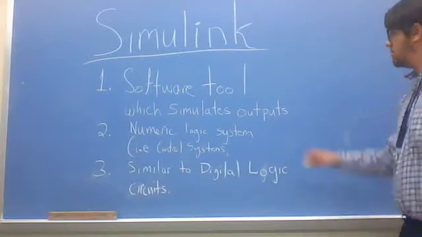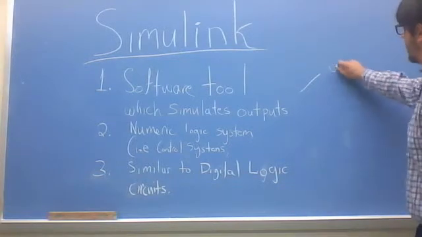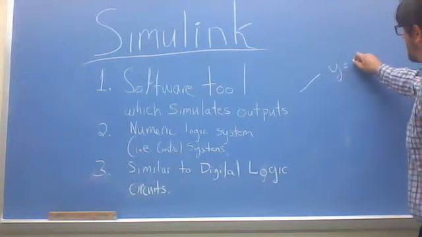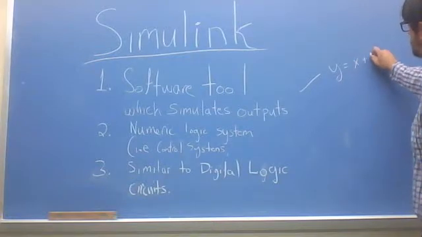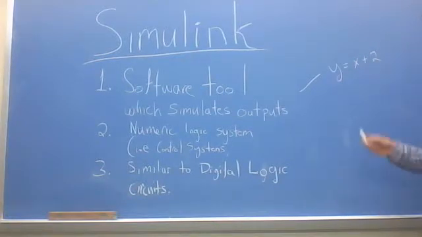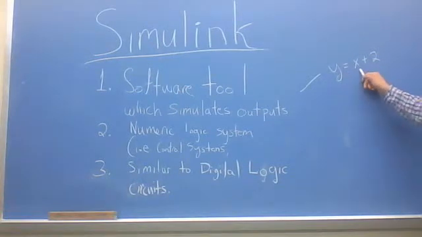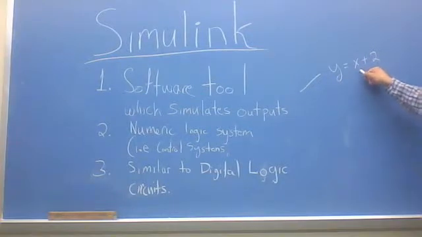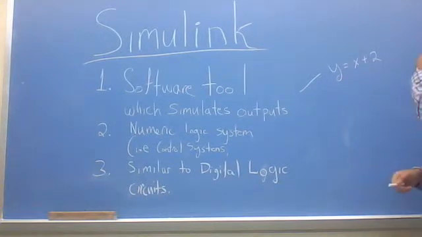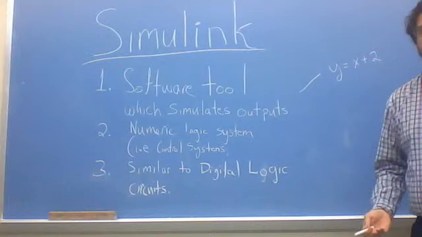So an output can be y equals, say, x plus 2. This is very basic. y is the output, x is the input. The result is adding whatever x is to 2, as long as it's numeric. So this is very basic.